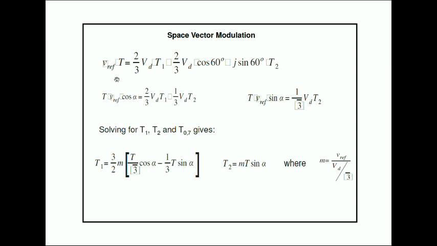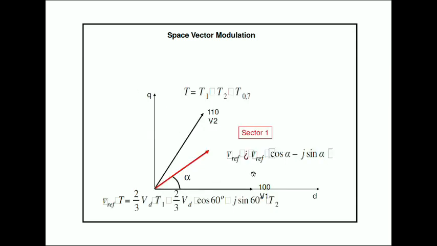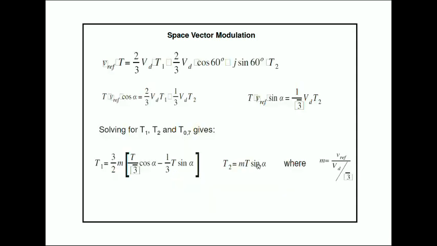okay, v reference, if you are representing it with this cos alpha minus j sin alpha with a magnitude, that is v reference, then we can write it as t into v reference into cos alpha minus j sin alpha is equal to 2 by 3 vd t1 into 2 by 3, sorry, 2 by 3 vd t1 plus 2 by 3 vd 1 by 3 plus 1 by root 3 into t2 into 2 by 3 vd.